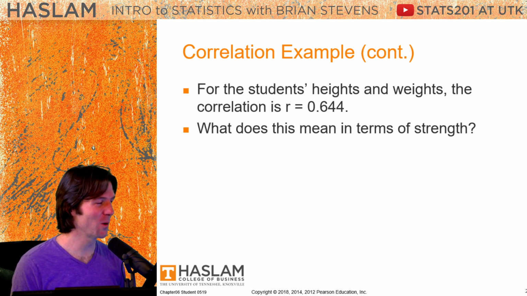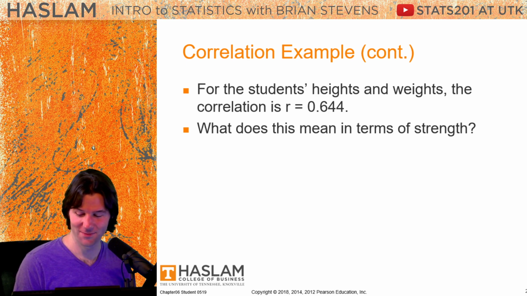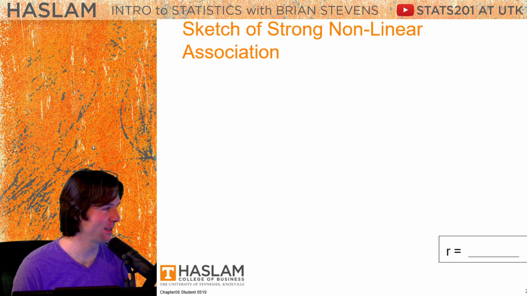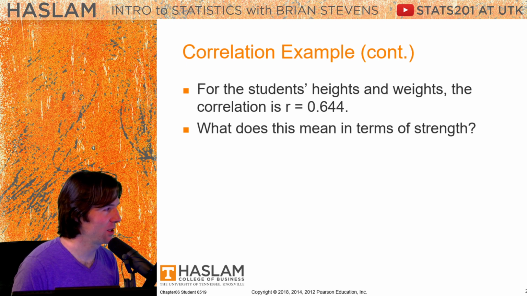So what do we have right here? We have a correlation of 0.644. It's more logical, but my brain's like, nope. For students, what is the correlation? What does this mean in terms of strength?